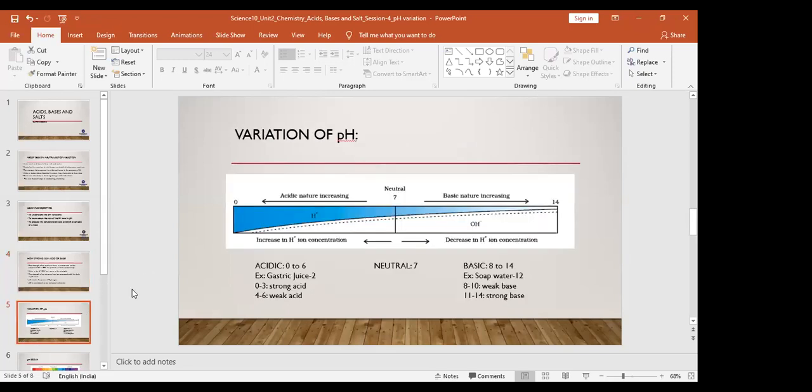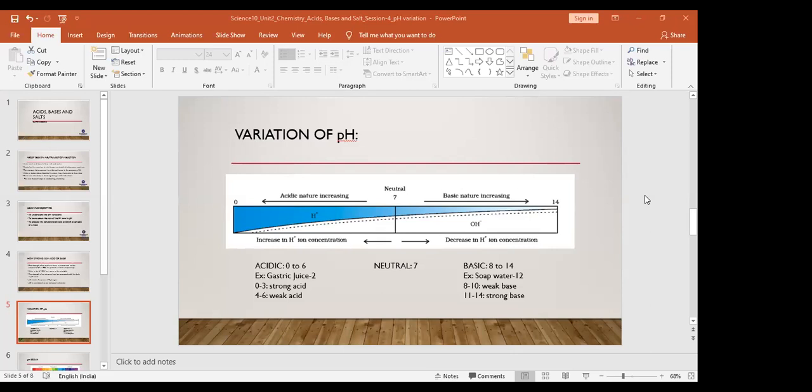Correct. My next question goes to Dharmin. Dharmin, are you there? Yes, ma'am. Dharmin, in the pH paper, from 0 to 6.9, what kind of nature do we find? Acidic. And from 7.1 to 14? Basic.